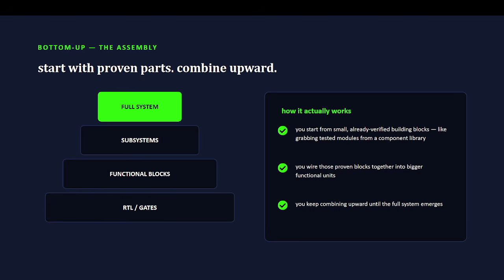Now here is how it actually plays out. You start with small, already verified building blocks. Think of this like reaching into a component library and pulling out modules that have already been designed, already tested, already proven to work correctly. You are not designing from scratch, you are reusing. You wire those proven blocks together into bigger functional units. Then you keep combining those units upward layer by layer until eventually, almost as an emergent result, the full system appears at the top.